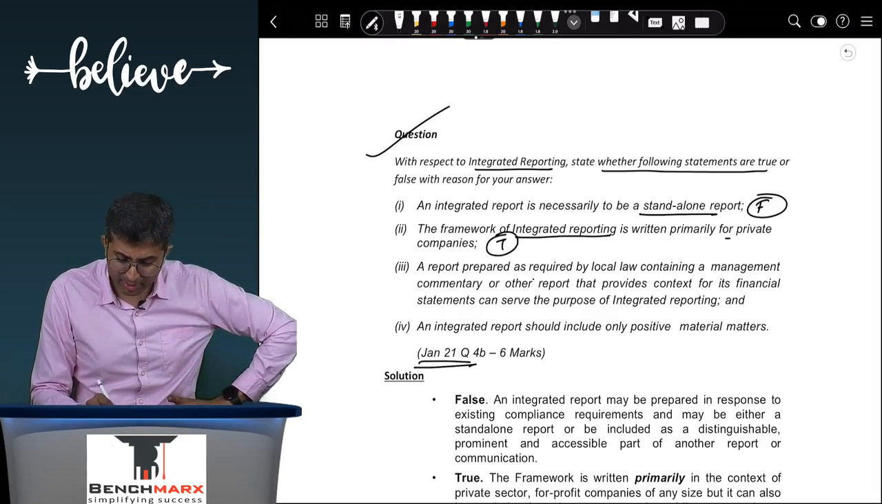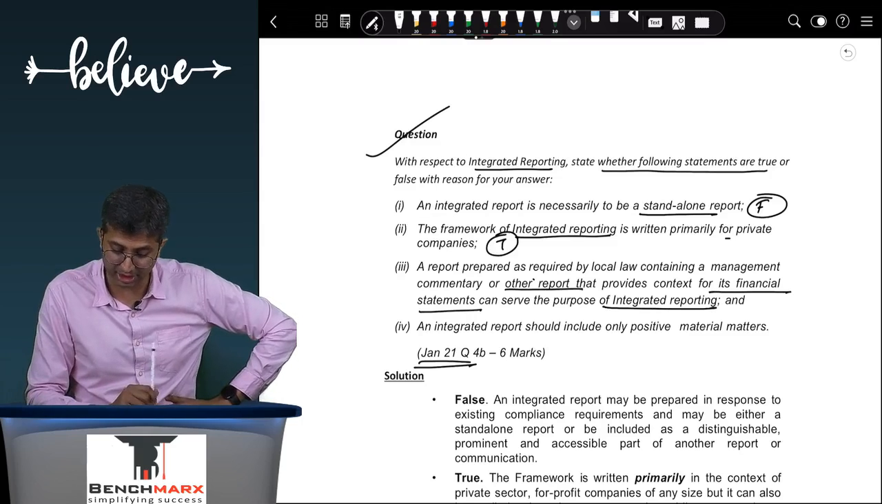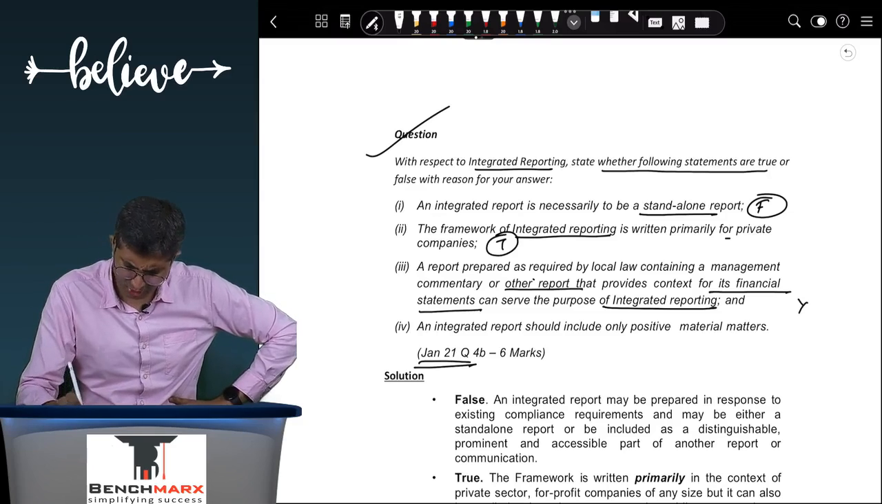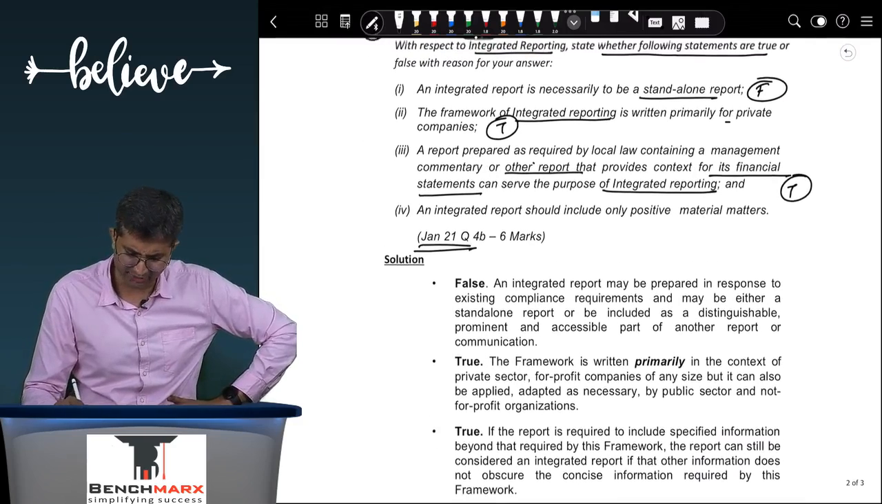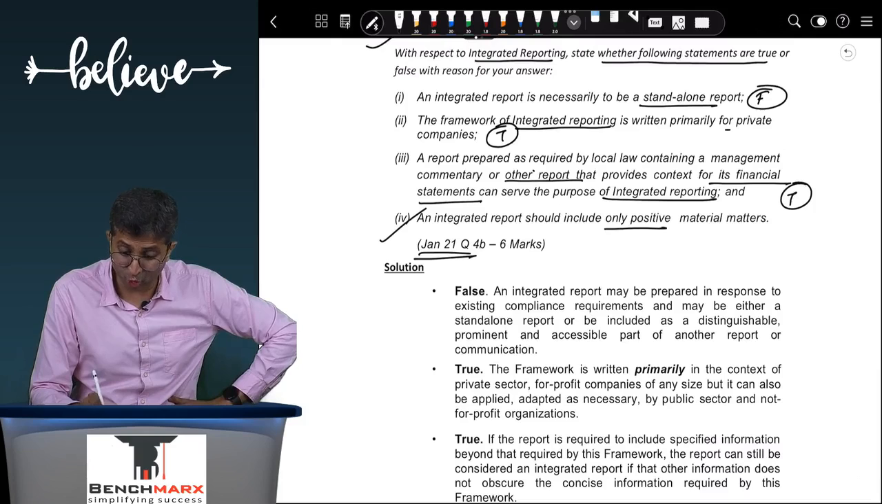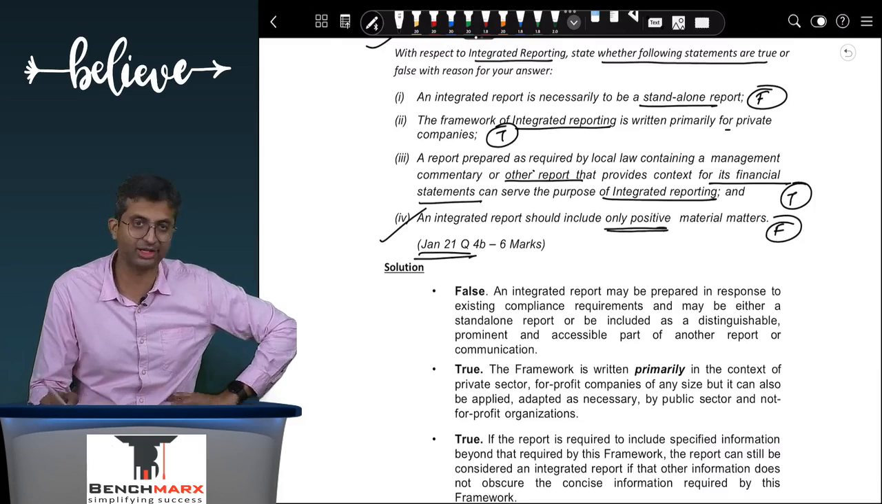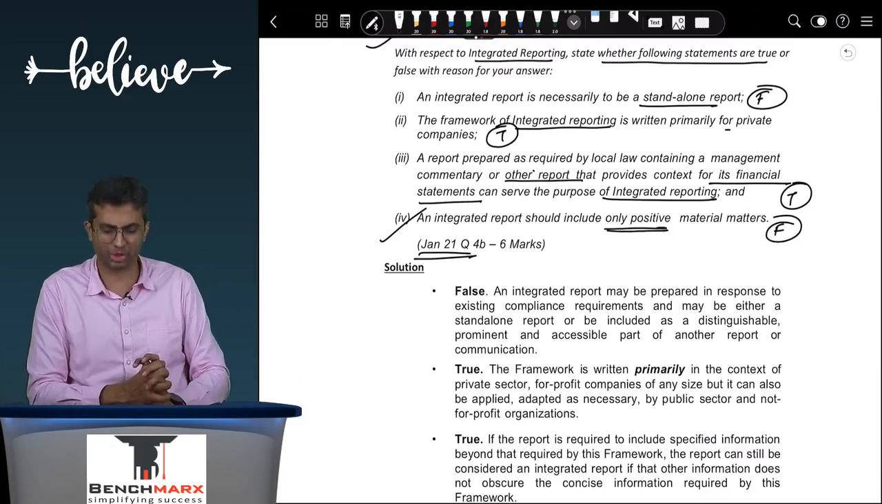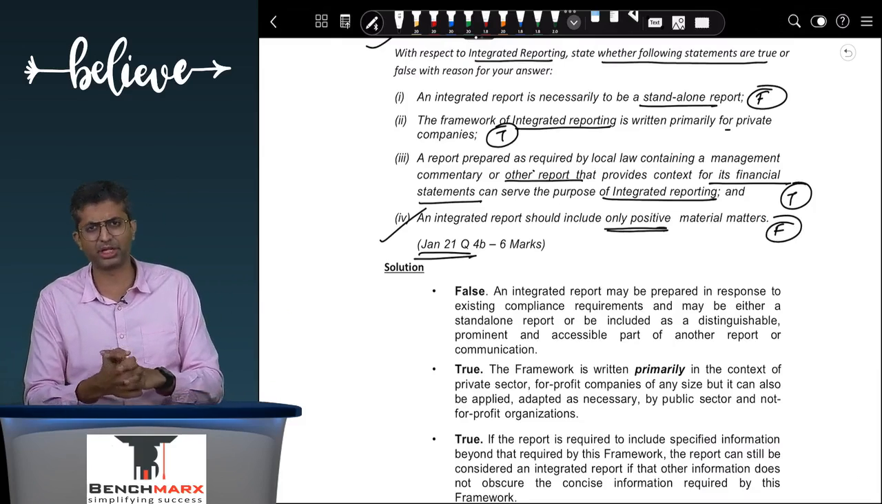A report prepared as required by a local law, containing a management commentary or other reports that provide context for its financial information, can serve the purpose of integrated reporting. Well, yes, it can serve. So, true. I think the answer is true. It can serve as long as sufficient information is displayed. And last, integrated report should include only positive matters. Well, definitely not. Risks, threats, etc. can also be included, and hence negative matters can very well be covered.